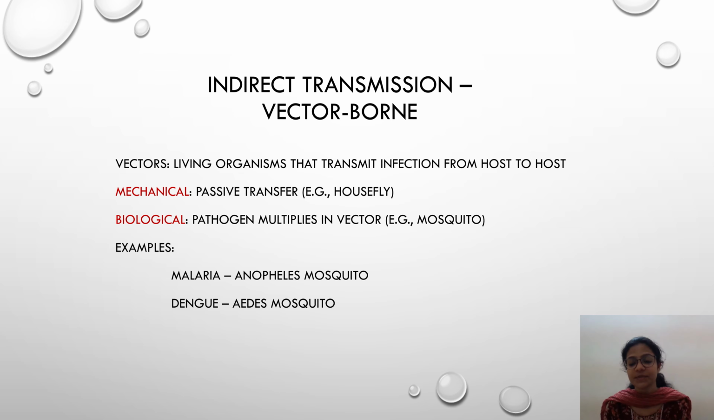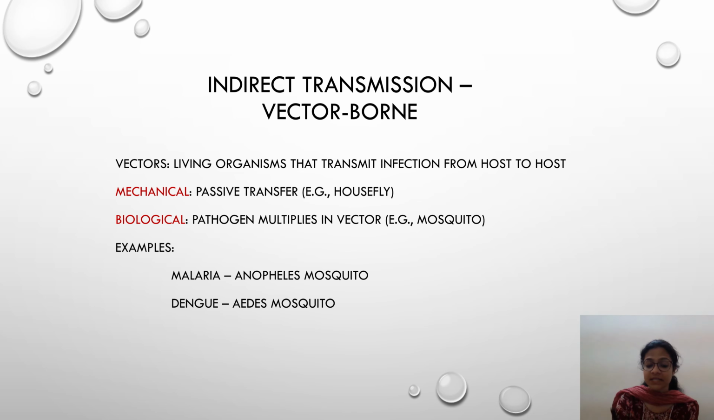Indirect transmission, vector-borne transmission. The second type of indirect transmission is vector-borne transmission. Vectors are living organisms that transmit infectious agents between humans or from animals to humans. There are two types: mechanical transmission and biological transmission.